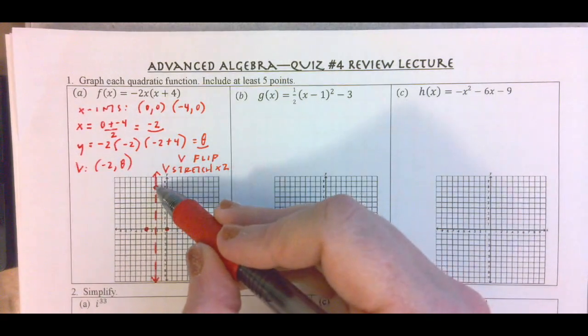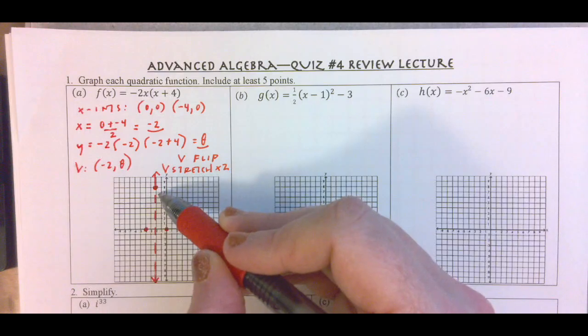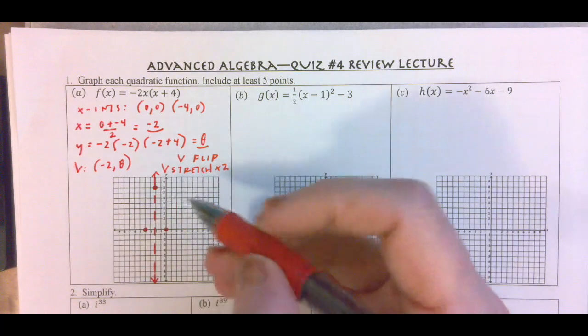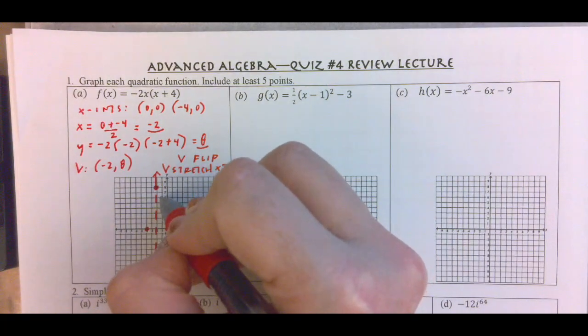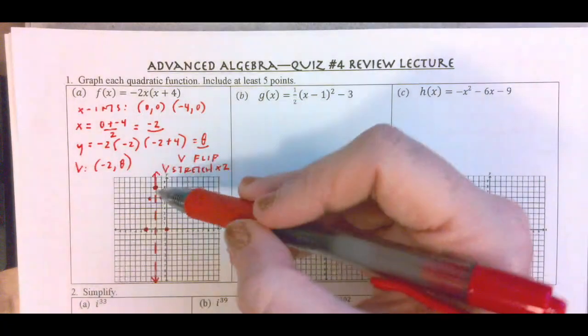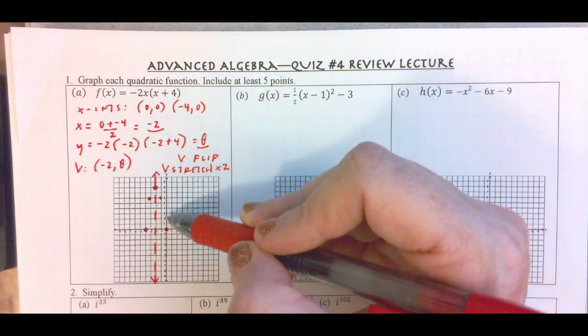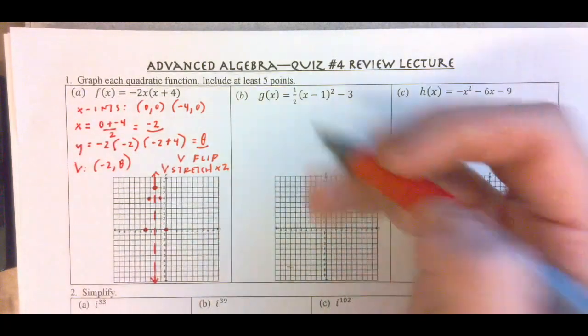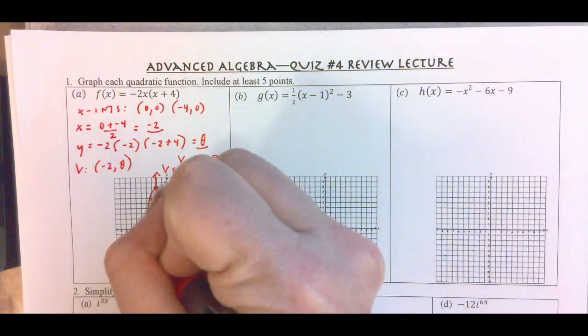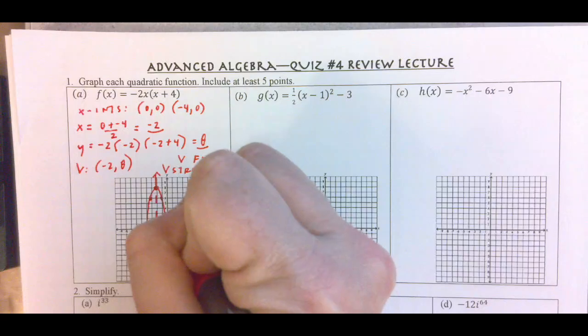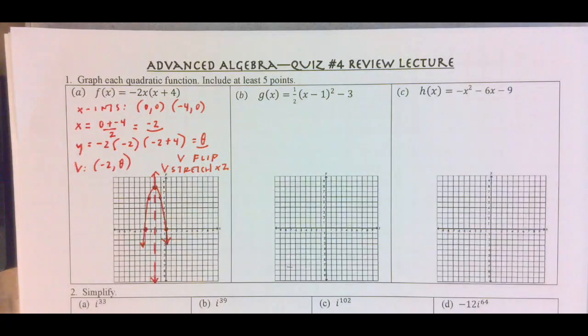So from that vertex, normally over 1, down 1, if there's that vertical flip, but I double that and I go down 2. Next points would normally be over 2 and then down 4, but double to get 8. And it shows me that I'm in the right spot, so I am good to go. There is my quadratic function, my parabola.